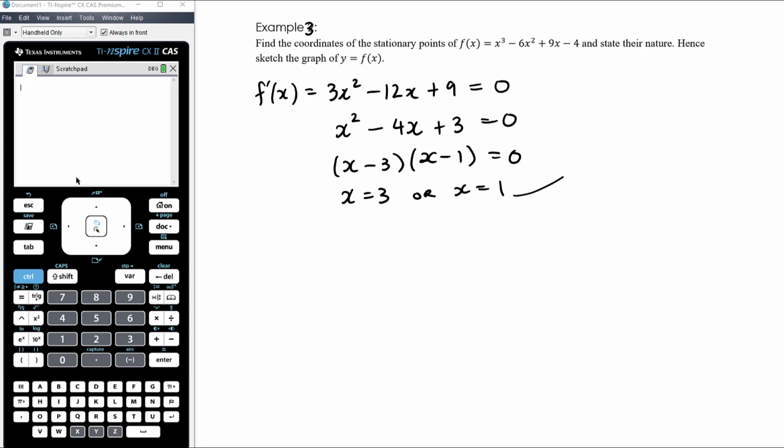So we're going to need to sub those x values back into the original to find the y coordinates. So f of 1 is going to be 1 minus 6 plus 9 minus 4.